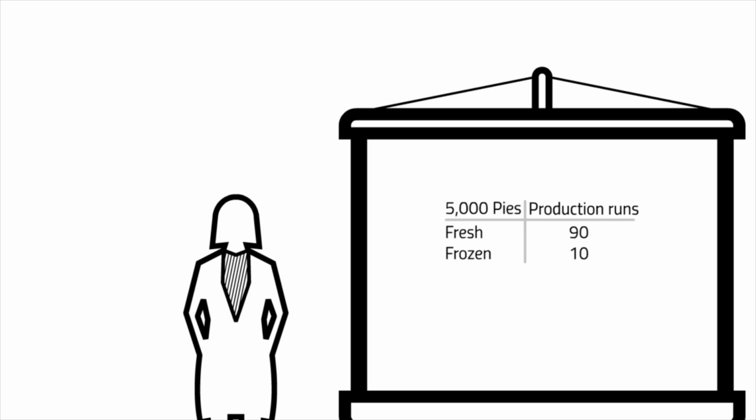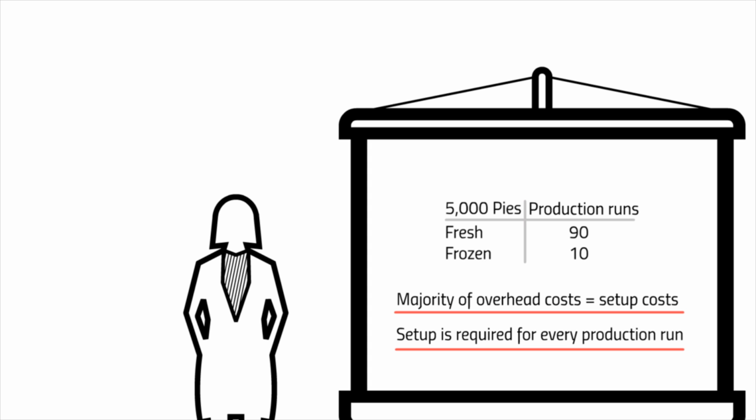And our production manager also highlights that the overhead costs the company incurs mostly relate to setting up the ovens and the machinery. And in fact, this setup is required for every single production run. So when we allocated our overheads on the basis of labour hours, we did so on the basis that each pie requires the same amount of baking time and therefore the same amount of effort or work is required for each. But this new information highlights there's in fact a big difference between the number of production runs required for each, and therefore the total setup time and the cost for each.